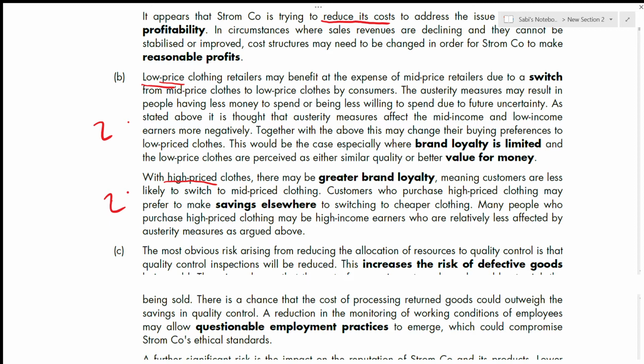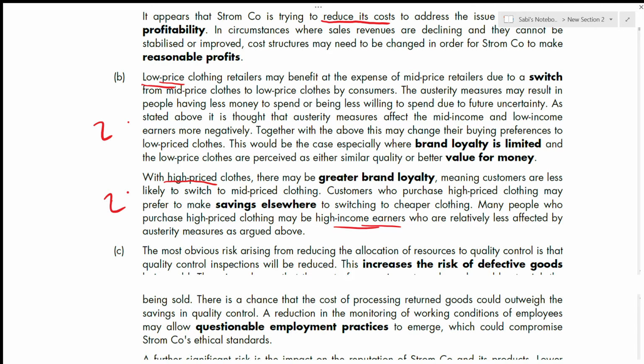So many people who purchase high-price clothing may be high-income earners. Yes, it is reasonable to make this assumption, right? Most of the high priced clothing are purchased by high income earners only because they're luxurious products, they are highly priced. So low income earners will not be able to afford that, right? So for high income earners it will not affect so much. The economic condition will not affect so much that they have to shift from high to mid. So they are less affected by the austerity measures.